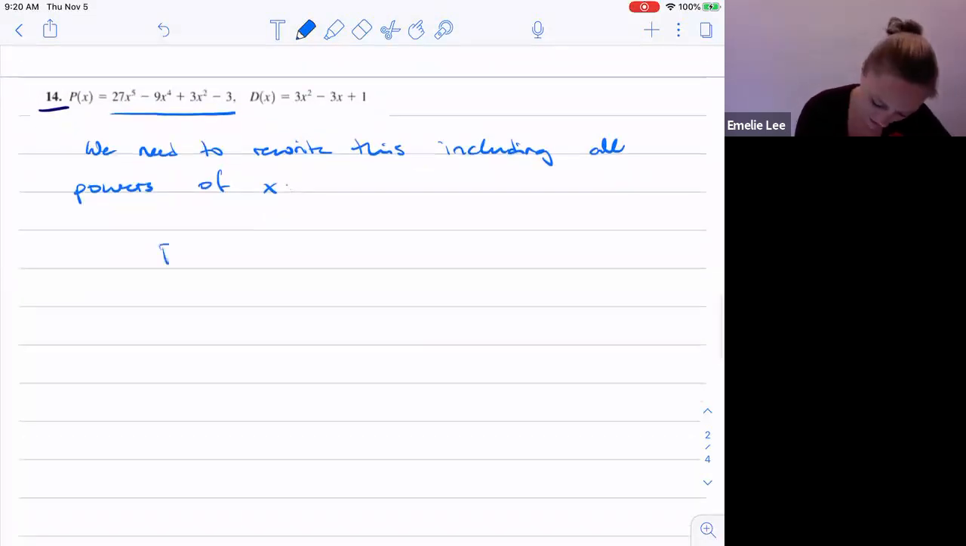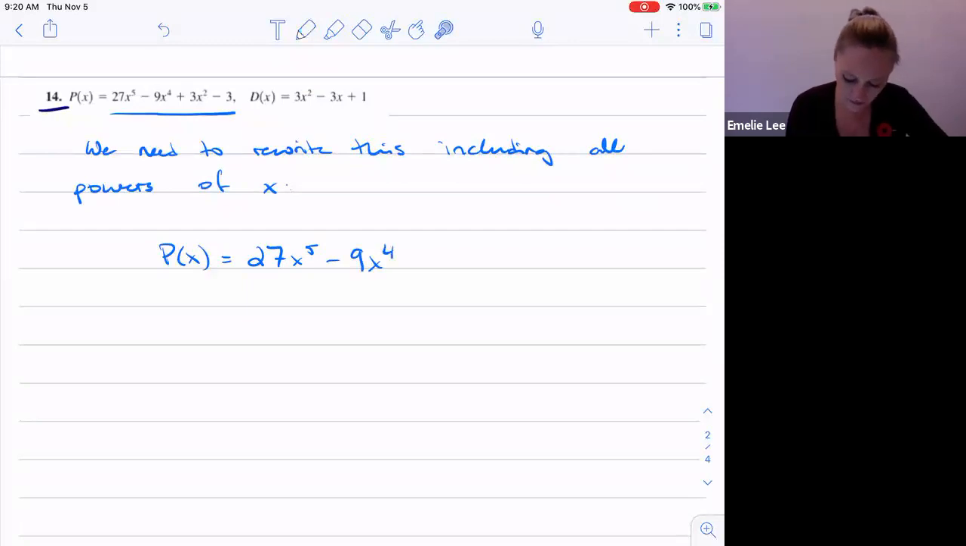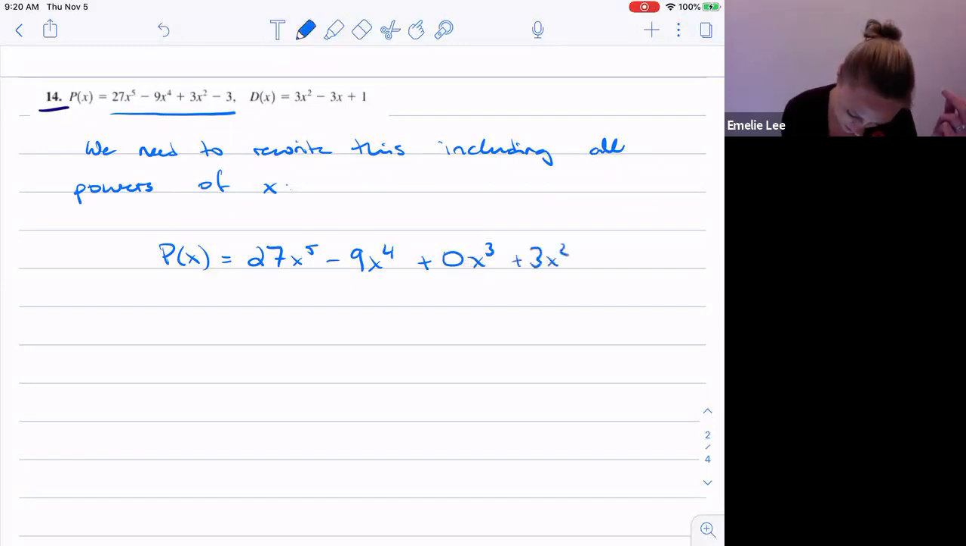So p of x is going to be 27x to the 5th minus 9x to the 4. There's no x to the 3, so I need to throw one in there, plus 0x to the 3. Notice that I'm not really adding anything. I'm adding 0. I'm allowed to do that. Plus 3x squared. And then same idea, I need another x here before I can just do the constant. So plus 0x minus 3.